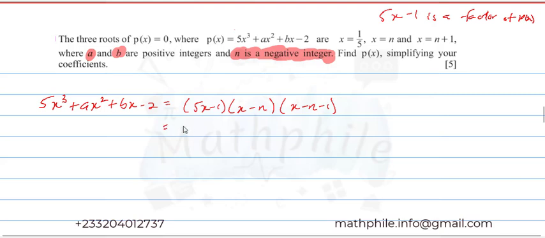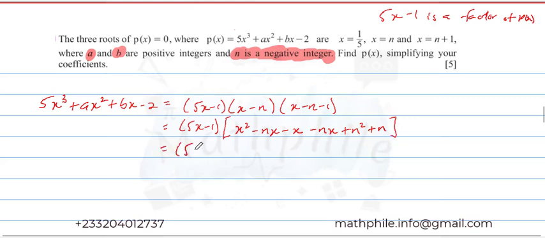Let's try to do some expansions. So we go 5x minus 1. Then this x multiplies this, giving you x squared. This x multiplies this, giving you negative nx. This x multiplies this gives you negative x. Now the negative n multiplies this bracket, this gives you negative nx. The negative n multiplies the negative n, it gets positive n squared, and this becomes positive n.